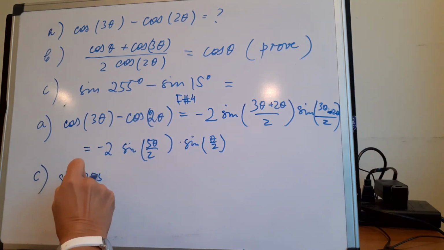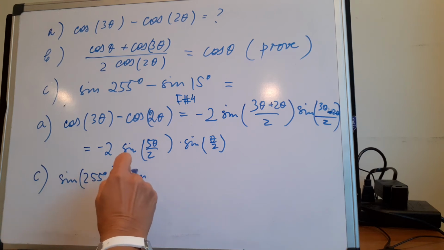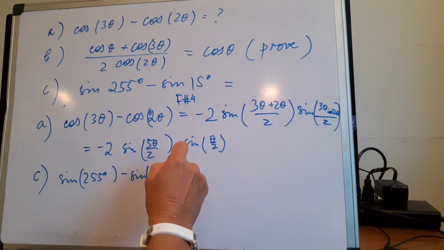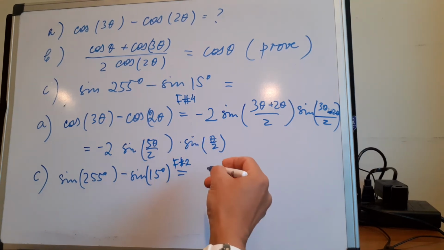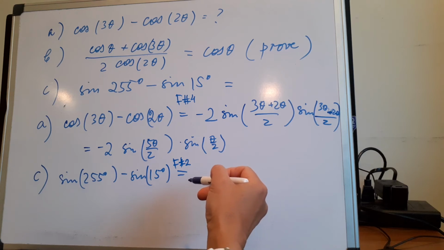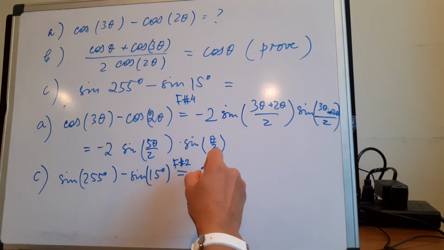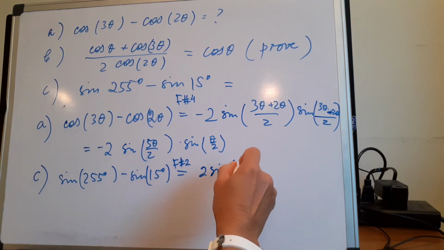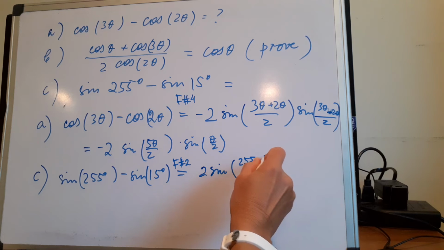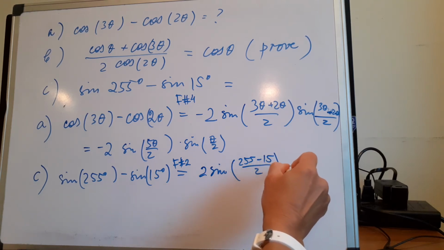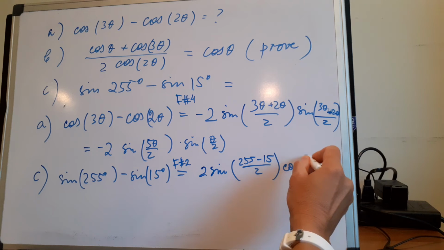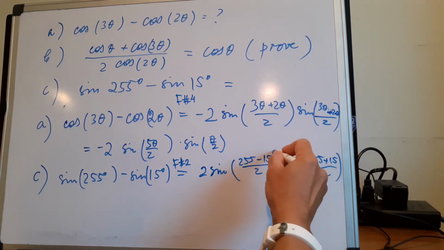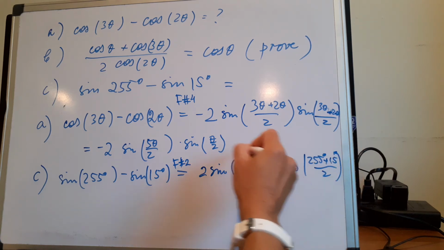Sine of 255 degrees minus sine of 15 degrees. Formula number 2. Again, of these 4 formulas, we did the second part of the formulas, right? And what is going to be? 2 sine of half difference, so 255 minus 15 over 2, by cosine of half sum, 255 plus 15 over 2. Degrees here, sorry, missing degrees.